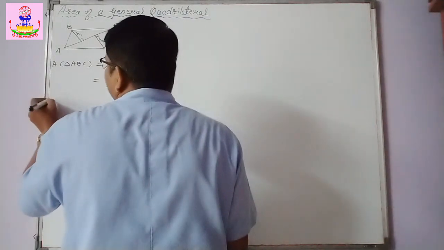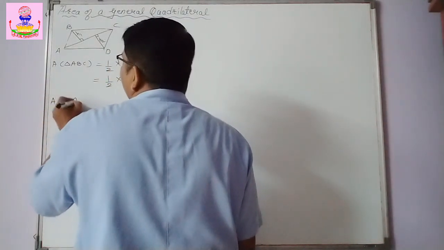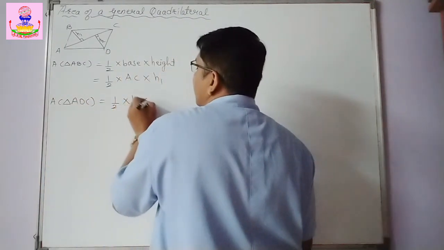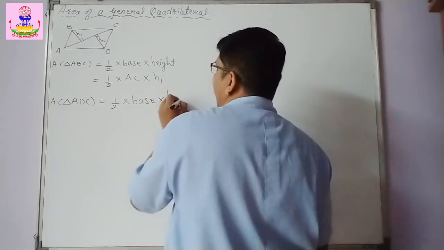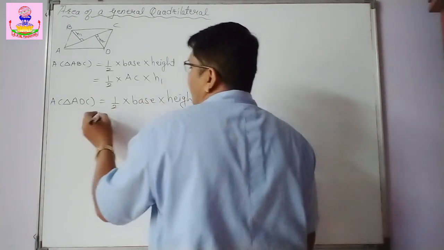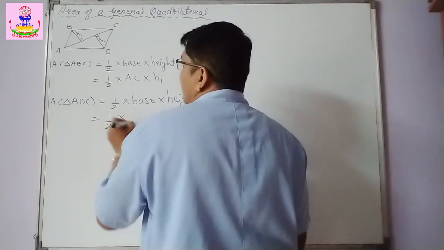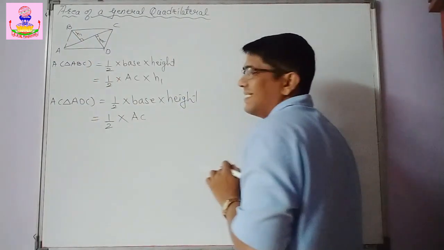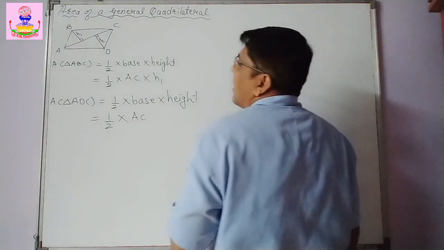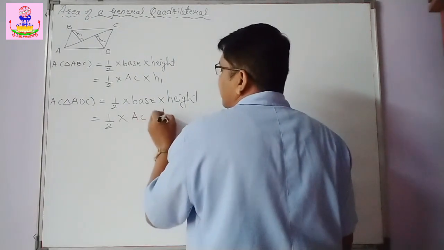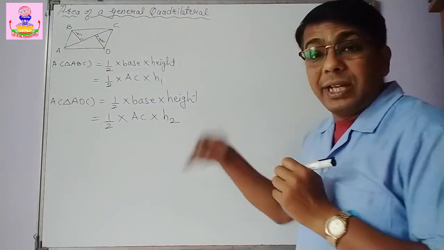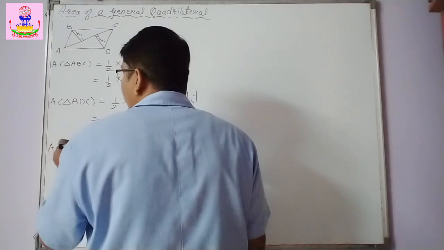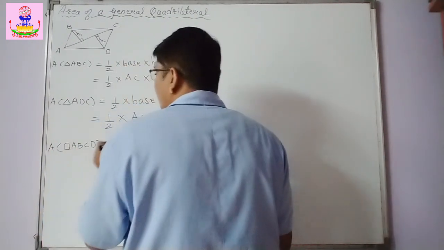Okay, now area of triangle ADC, again half into base into height, right? So half, what is the base here? Again AC. AC is the base. This is the height, and height is H2. Now total area of the quadrilateral. So area of quadrilateral ABCD.